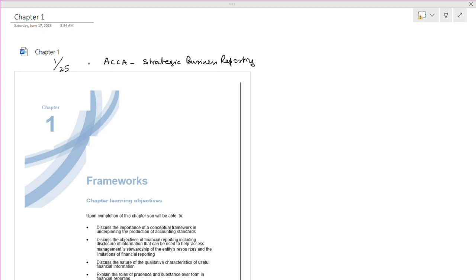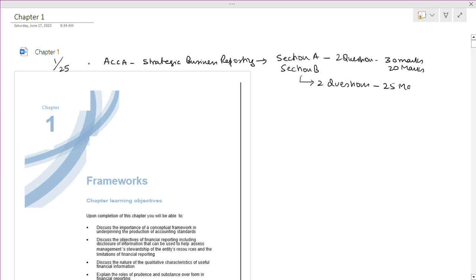The strategic business reporting is at level 3, and it is going to be worked out in section A and section B. Section A consists of 2 questions. One is for 30 marks and one is for 20 marks. Whereas in section B you will have 2 questions, each consisting of 25 marks. All are compulsory. There is no choice you will have.